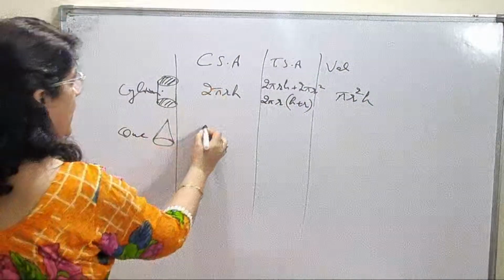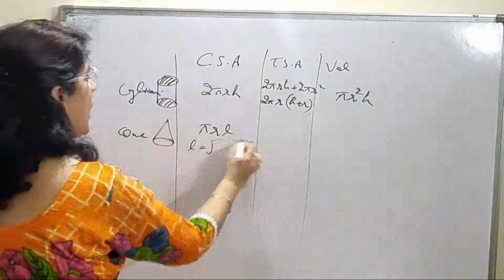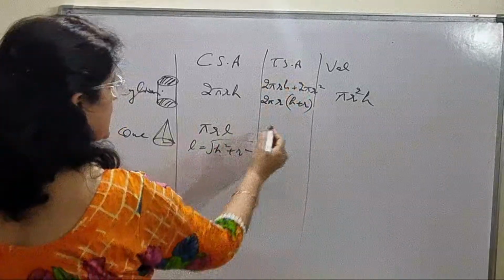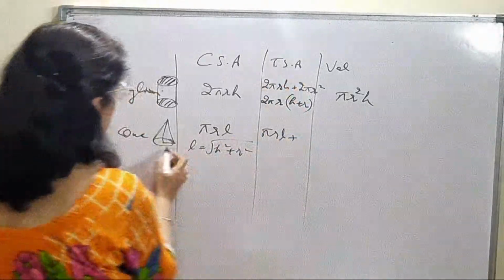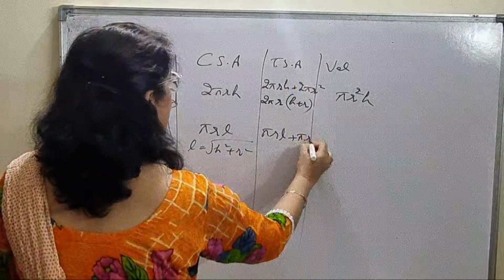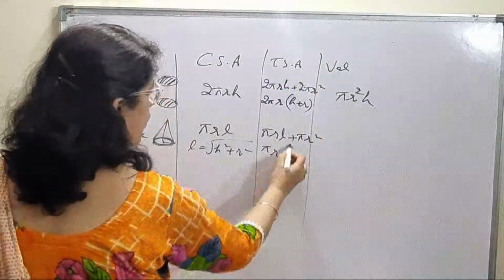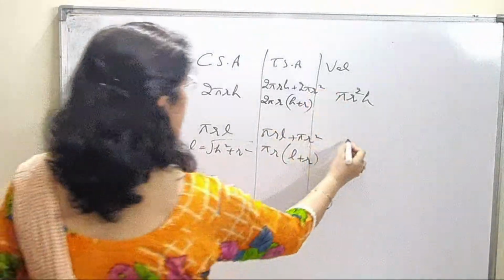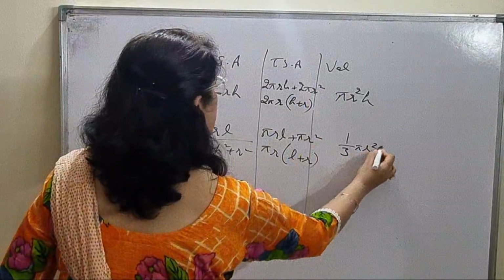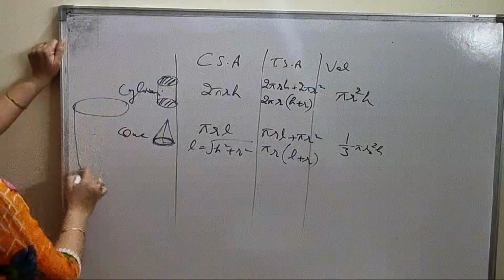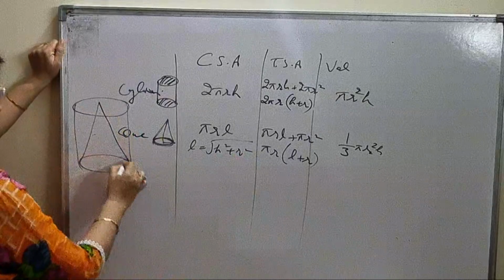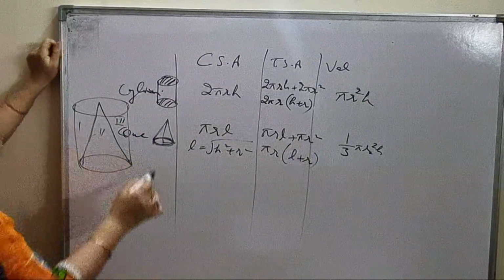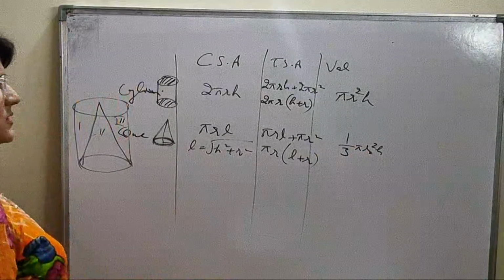And for the cone, the curved surface area is pi r l, and l, you know, is under root h square plus r square. H is height and r is radius. Total surface area is pi r l, and as you know this is also circular, so plus pi r square. So we can again take pi r common and then l plus r as the total surface area of the cone. Similarly, in the case of volume, this is 1/3 of the cylinder's volume. If I take a cylinder and the cone is inside it like this, then this is 1/3, because you can see this is first part, second part and third part. So this 1/3 part is the cone. So 1/3 pi r square h is the volume for the cone.